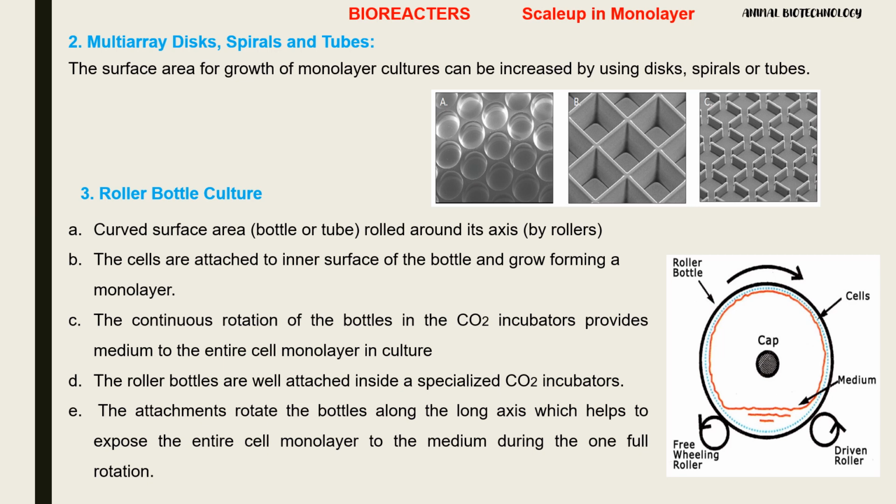Next, roller bottle culture. In this type of culture, the surface area is increased by seeding the cells on the curved surface area of a large bottle or tube that can be rolled around its axis. The bottles are then attached to carbon dioxide incubators and rolled to expose the cell monolayer to the medium, as shown in the figure.